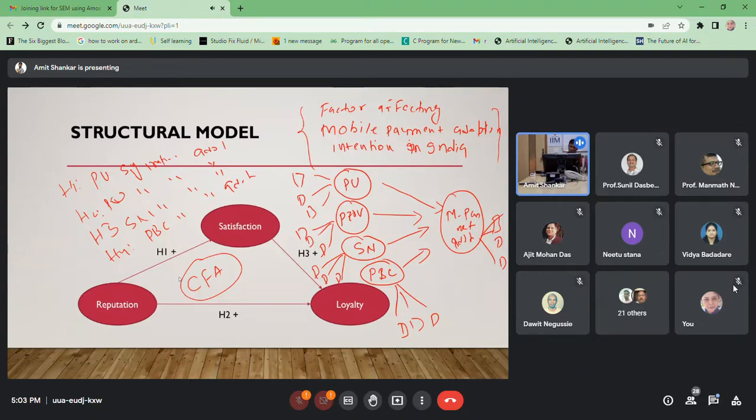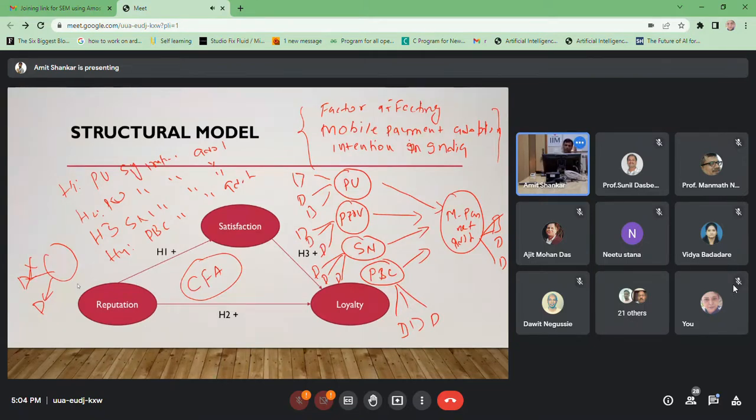What happens? For example, I have one variable PU and I have asked 2 questions, question 1 and question 2. During the reliability and validity check, if 1 is deleted, then it will not remain latent. Now it will become observed, and that is creating a problem. So always you have to ask 3 to 4 questions per variable, and that's how we run the analysis.